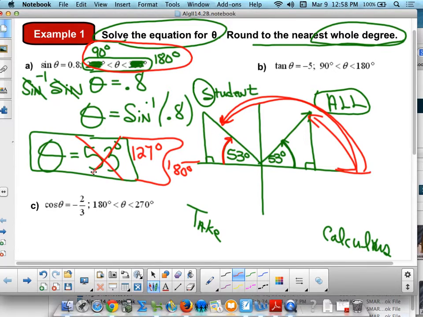You better know that. You have to know that, okay? And here's how you know it. All students take calculus. Cosine's positive here, here. Tangent's positive here, here. Sine's positive here, here. Okay, it helps you know. That saying will help you.